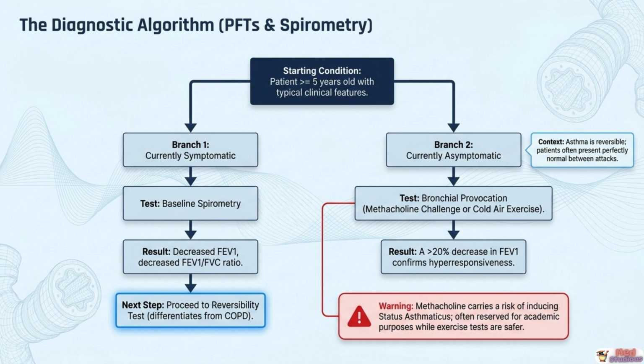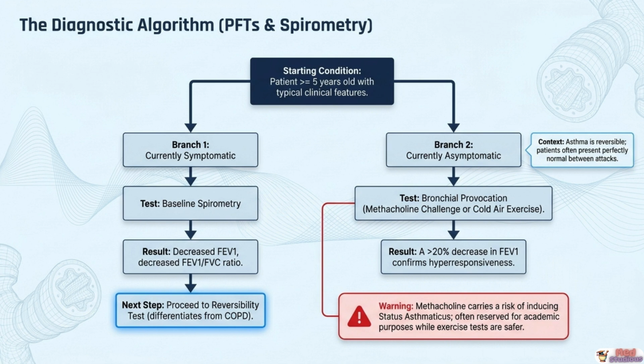For patients aged 5 and above who are currently symptomatic, the first test is baseline spirometry. In an asthmatic patient having an exacerbation, you will find a decreased FEV1, that is, the volume exhaled in 1 second, alongside a decreased FEV1 to FVC ratio. This obstructive pattern is your signal to move to the reversibility test, which is what differentiates asthma from COPD.